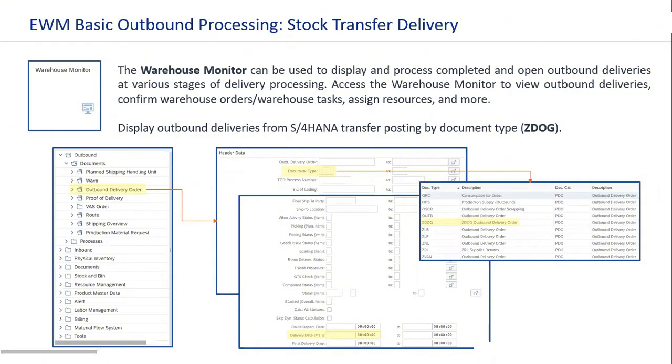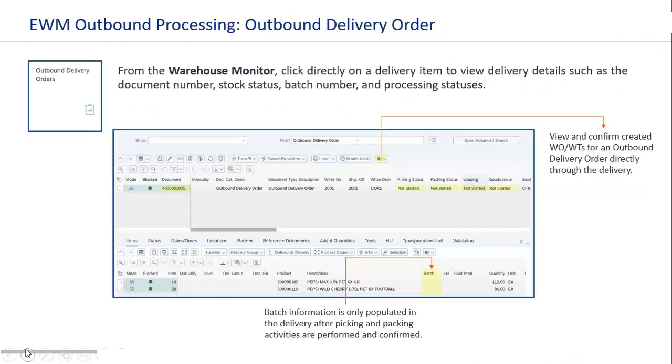So the warehouse monitor can be used to display and process completed or open outbound deliveries at various stages of the delivery processing. And again, you can access the warehouse monitor to view outbound deliveries, confirm warehouse orders, tasks, assign resources, and more. So you can see exactly where you're up to with any deliveries. And again, same as before, warehouse monitor, you can view and confirm created tasks, and the batch information would only be populated after the picking.